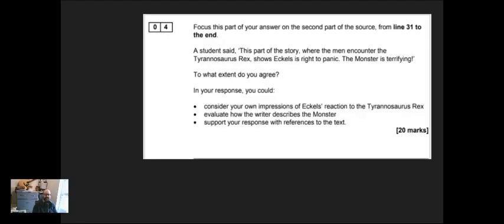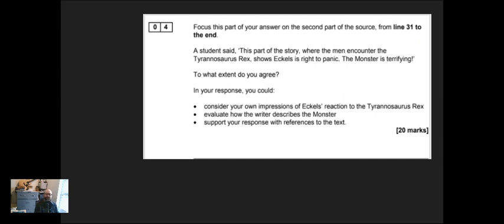So here's an example of Question 4 from Paper 1. This is the question that you answered in our Paper 1 mock exam, so hopefully you're familiar with this. It was the Ray Bradbury text about the Tyrannosaurus Rex. Really important to read the question very carefully. Like some of the other questions, you are directed to a certain part of the text. This time it's line 31 to the end, and if you write about detail from the text that's outside of that range, then you won't be scoring marks.